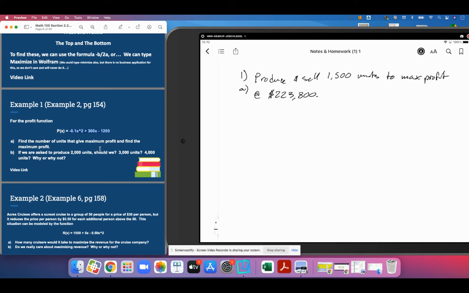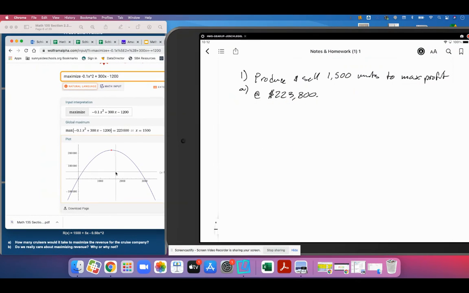So in part B, if we were asked to produce 2,000, 3,000, or 4,000 units, should we do it, and why or why not? Well, let's follow the graph over to 2,000 units. It looks like that would be right around $200,000 that we would be making. So making 2,000 units we would lose $23,000 or so by doing that. By making 3,000 units, we would actually be putting ourselves bankrupt. We would be back to $0 because we overproduced.